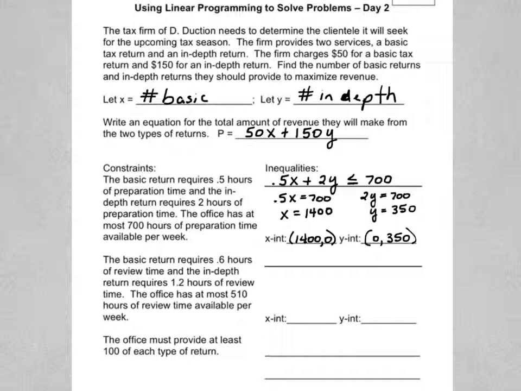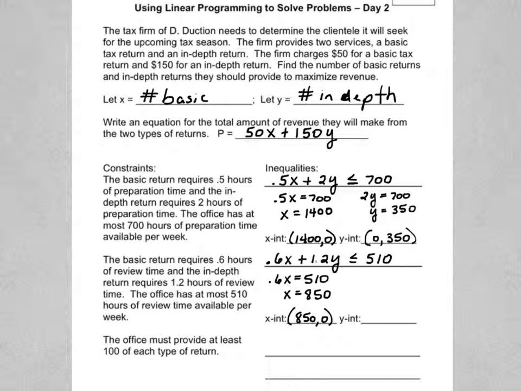So that inequality is going to be 0.6x plus 1.2y, and you can see the numbers in this are a little more difficult than the ones we did yesterday. Okay? So 0.6x equals 510 in order to find the x-intercept, so x is equal to 850. And if you need to pause and do this math, go right ahead. So then our point is 850, 0.